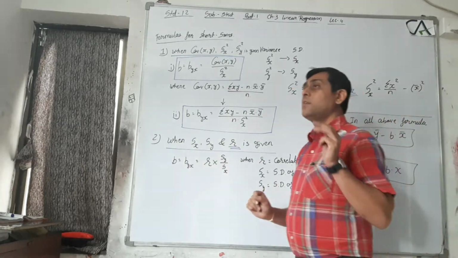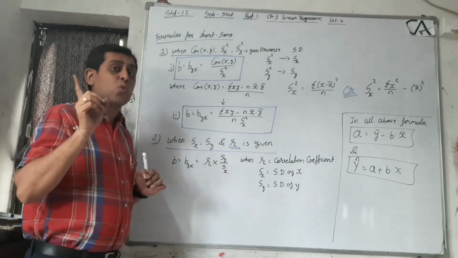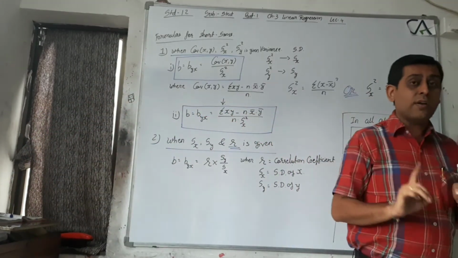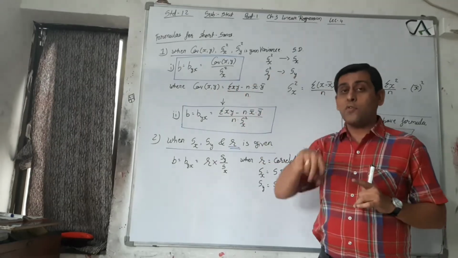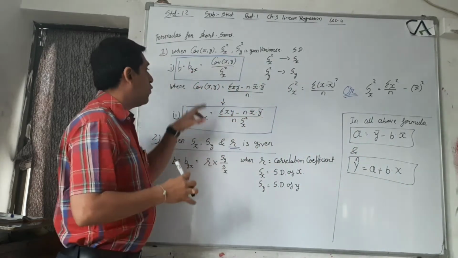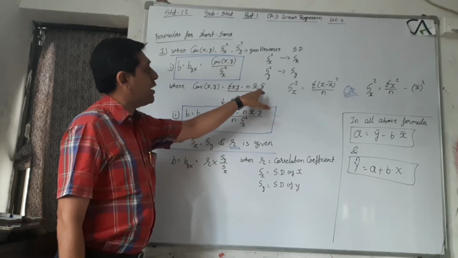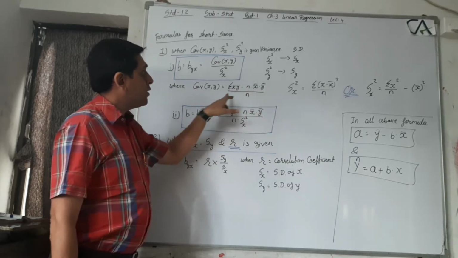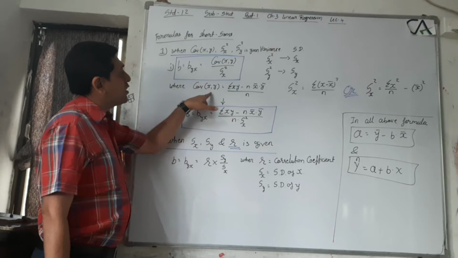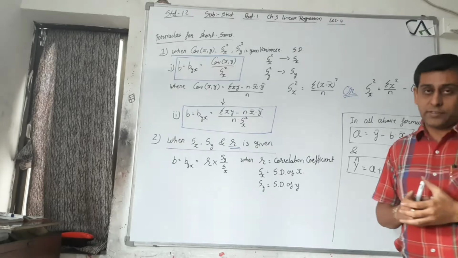But if in the question covariance of xy is not given, only sx square is given. See the main thing, only sx square is given, but covariance of xy is not given, then we can find covariance of xy this way. The formula for covariance of xy is sigma xy minus n into x bar into y bar, upon n. This is the formula for covariance of xy, and on the basis of this formula we have a second formula for byx.